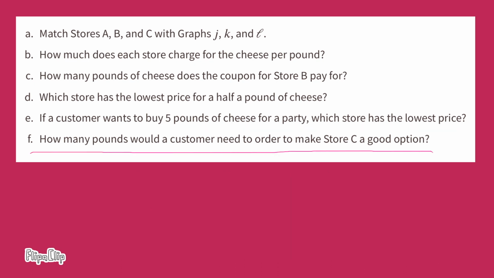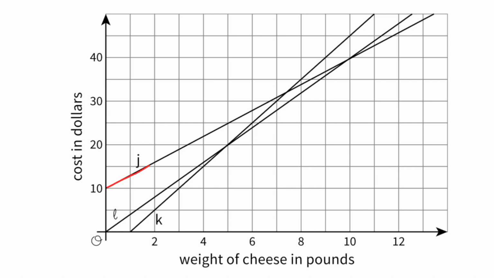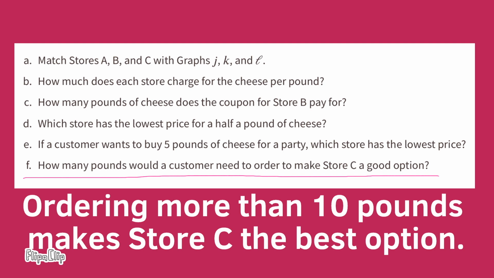How many pounds of cheese would a customer need to order to make Store C a good option? Line J represents Store C. Follow line J left to right. It intersects line L, and then it finally intersects line K at 10 pounds of cheese. What this means is, if the customer were to buy more than 10 pounds of cheese, line J or Store C would be the best option. Ordering more than 10 pounds makes Store C the best option.